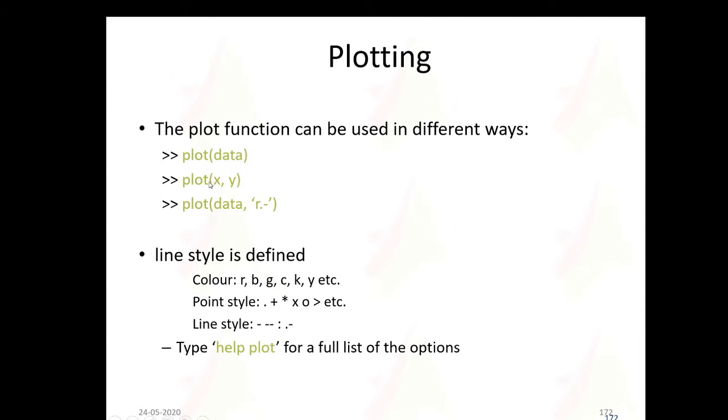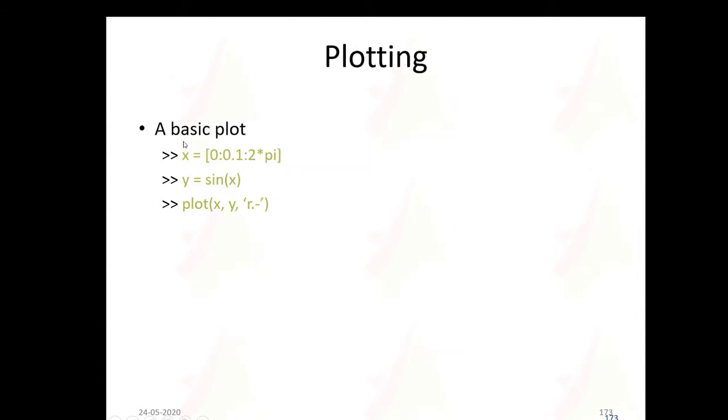Likewise we have plot of x comma y, as usual you already know about this one, and plot of data comma some parameters. It may be a line style, color, or point style. We are going to define these things. The color is r, b, g, c, k, y, and the point style is plus, asterisk, cross mark, o, greater than, etc. These things are available. And the line style is dash. Okay, so we can give it like this. Now I am giving some basic plots.